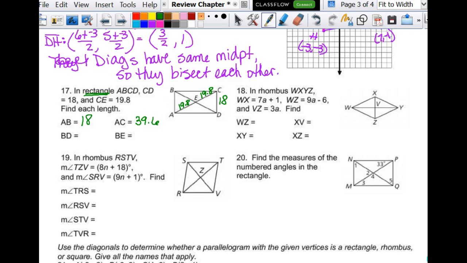So I haven't actually used a rectangle rule yet. Then the length of BD, this right here, is the same as AC because if it's a rectangle, the diagonals are congruent. That's where that one comes from. So this is just 39.6. And then the length of BE is 19.8 because if it's a parallelogram, then the diagonals bisect each other. All right.